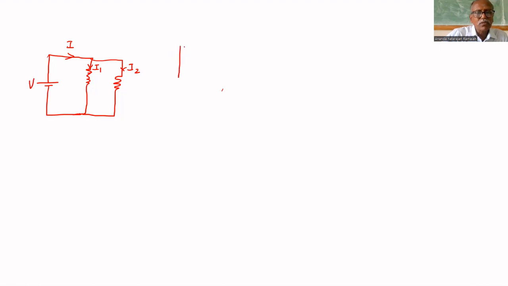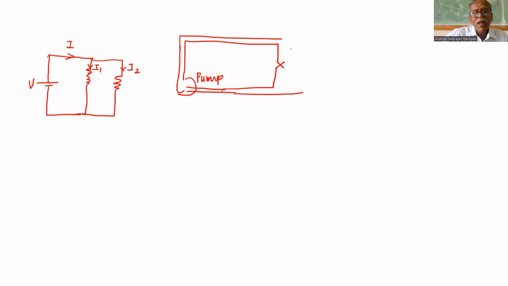This is identical to this circuit. This is the pump. This is identical to this. Two hand valves are there. One is V1, another one is V2. The flow rate through this valve is Q1. Flow rate through this valve is Q2. Total flow rate is Q.